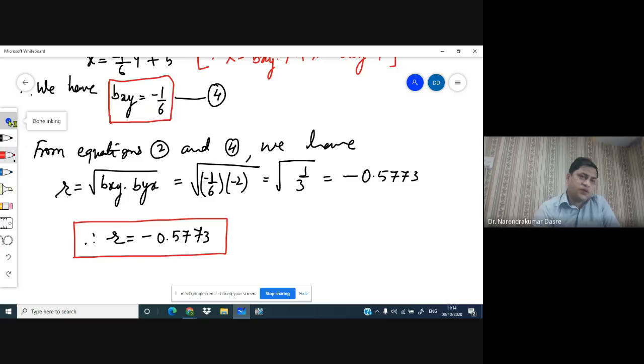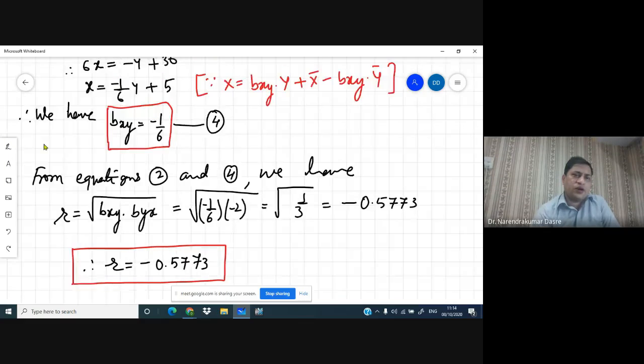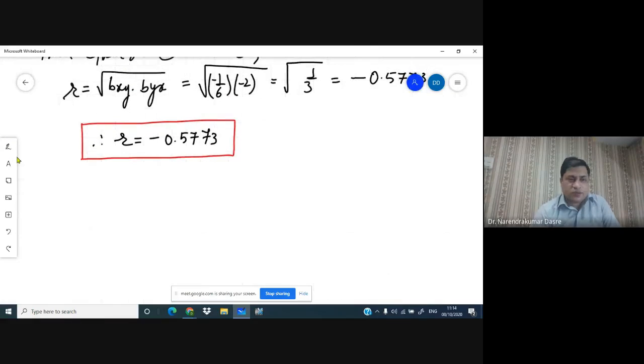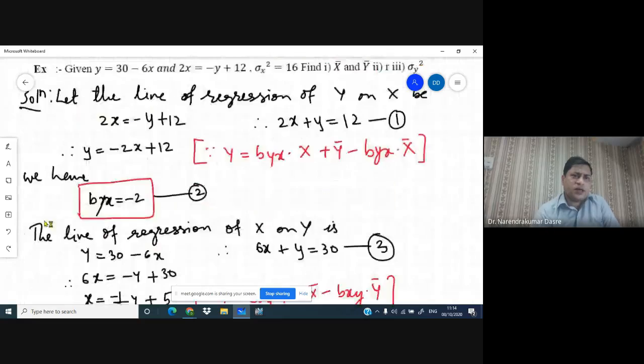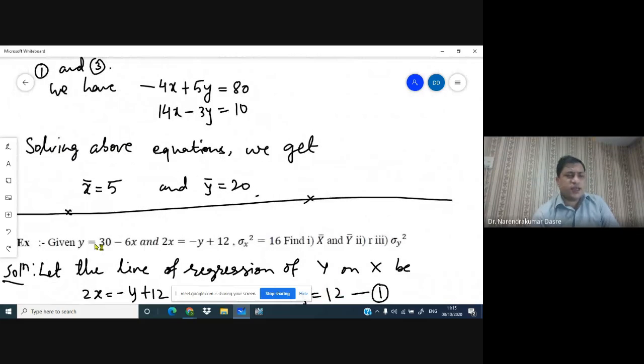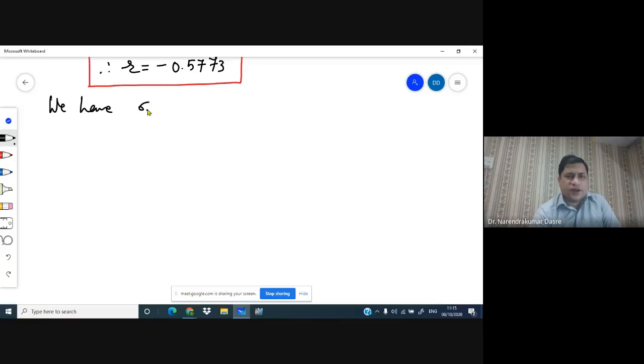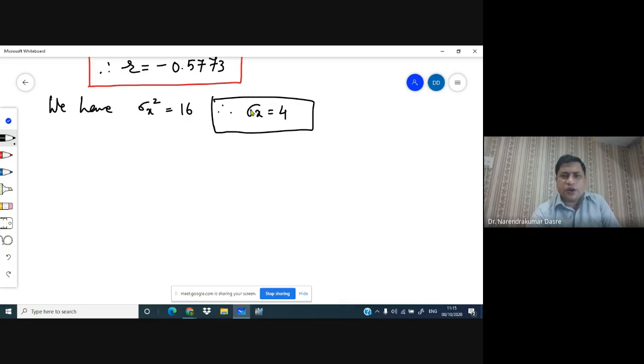Okay. Now once we get this r, we are able to find out what is sigma y square. So what we know is sigma x square is given. So sigma x square is 16, and hence we have sigma x is equal to 4. So sigmas are by default always positive, so we cannot take the negative here. So sigma x is going to be positive.